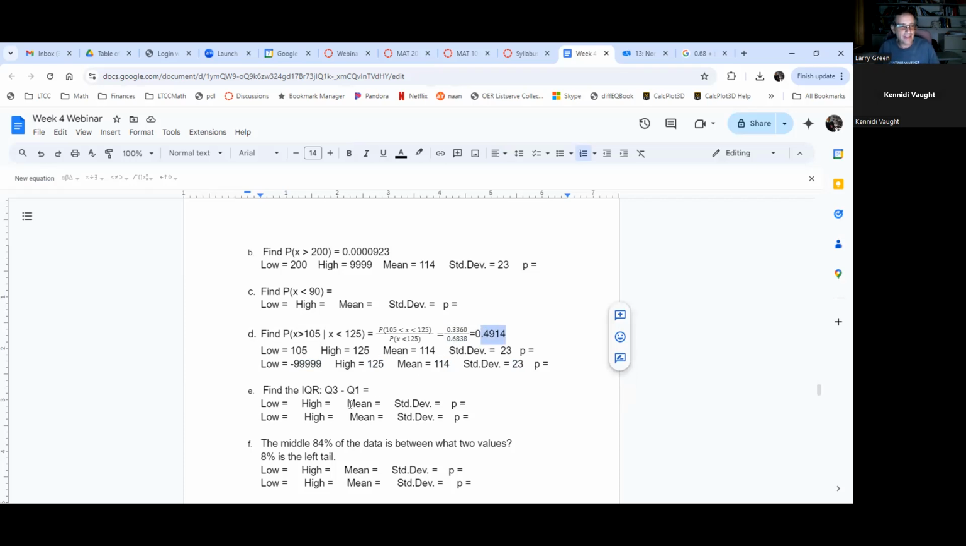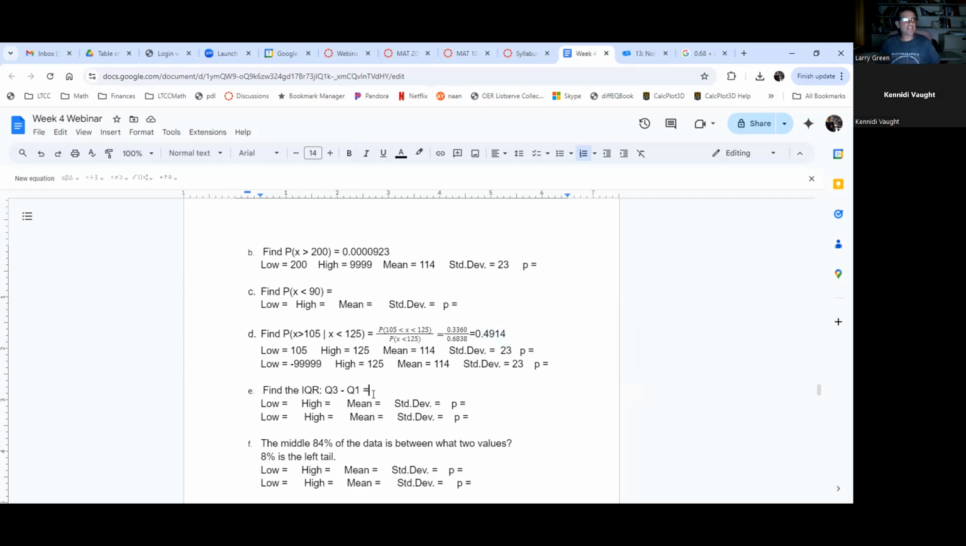Okay, let's look at the next one. There's a lot of questions, right? The next is find the IQR. So whether you remember or not, the IQR was Q3 minus Q1.